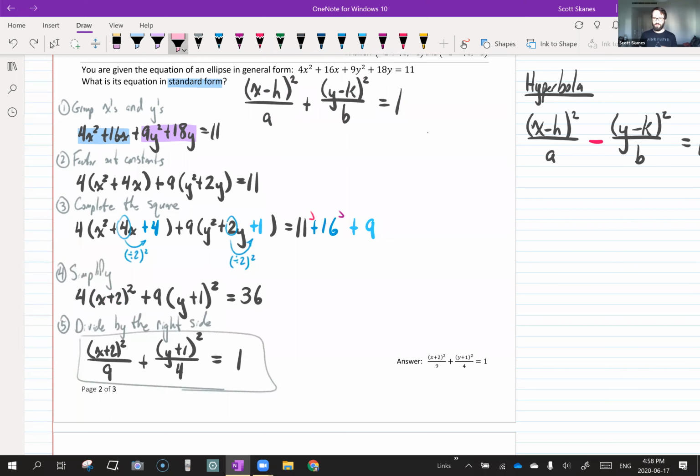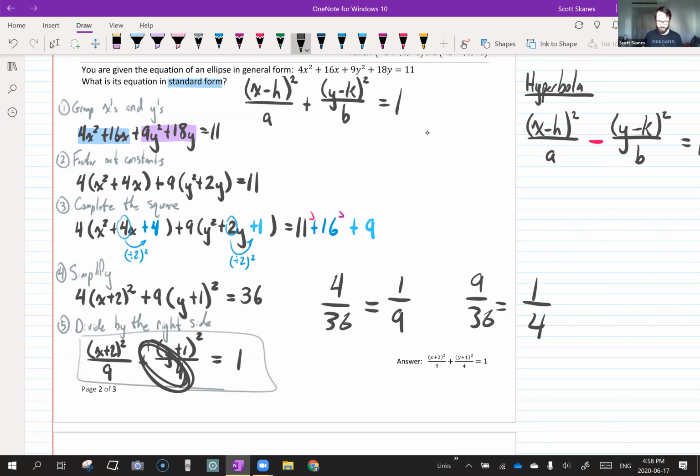So Mohammed's question: if you're not sure where those numbers came from, remember I'm taking the 4 and dividing it by 36. That gives 1 over 9, which is why I get this 9 on the bottom. Just like I had a 9, I divided it by 36, that simplifies to 1 over 4, which is why it's 1 over 4 over here.